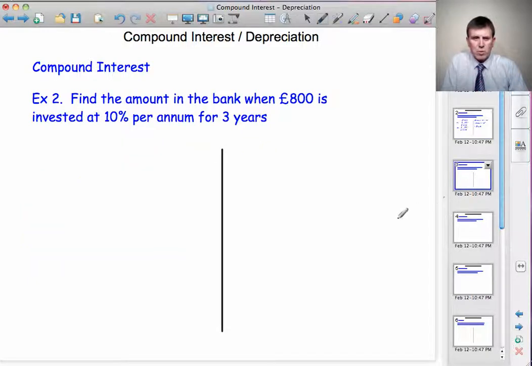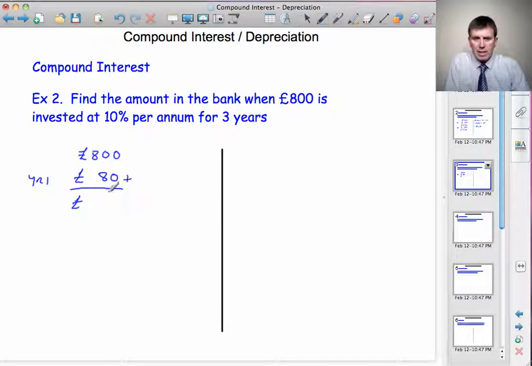Moving on to example 2, which again we'll do twice, once without a calculator, once with a calculator. Find the amount in the bank when £800 is invested at 10% per annum for 3 years. So 800 goes in the bank, and in year 1, 10% interest. 10% of 800 is 80. So that means at the end of year 1 there will be £880 in the account.